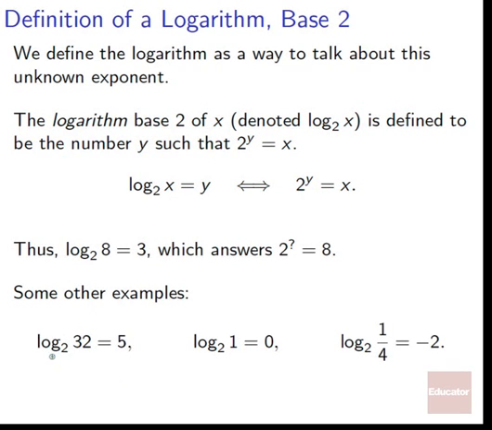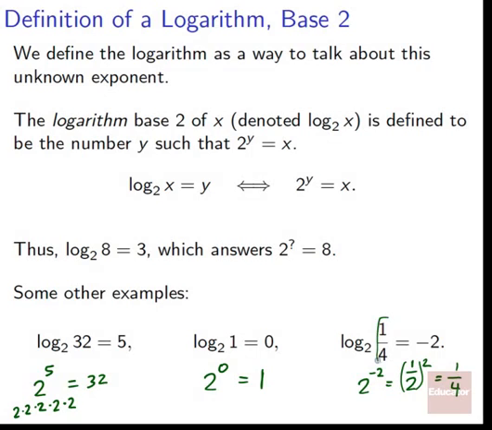Here are some other examples. Log base 2 of 32 equals 5, because if we raise 2 to the fifth, we get 32, right? 2 times 2 times 2 times 2 times 2 is equal to 32. 4, 8, 16, 32. Log base 2 of 1 equals 0, because if we raise 2 to the 0, from our rules about exponents, we know that's just the same thing as 1. Log base 2 of 1 quarter equals negative 2, because we know if we raise 2 to the negative 2, then that's the same thing as 1 half raised to the 2, right? We flip to the reciprocal, and 1 half squared would become 1 fourth, which is what we initially started with.